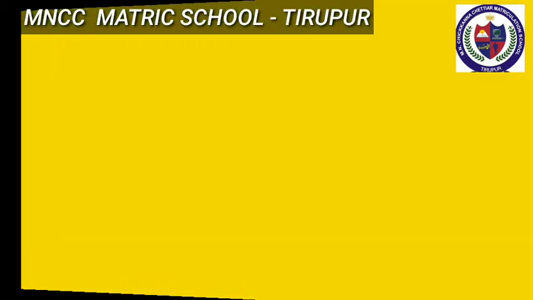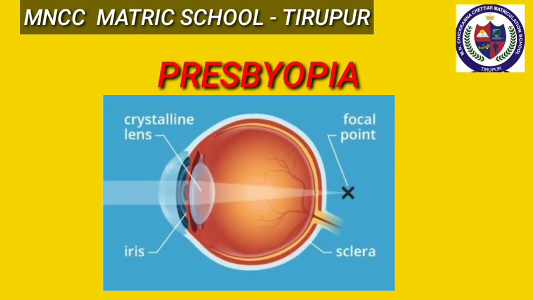Next we move to presbyopia. Due to aging, ciliary muscles become weak and the eye lens becomes rigid, that means inflexible. The eye lens loses its power of accommodation. Because of this, the aged person cannot see the nearby objects clearly. So it is also called old age hypermetropia. This defect can be corrected by using bifocal lenses.